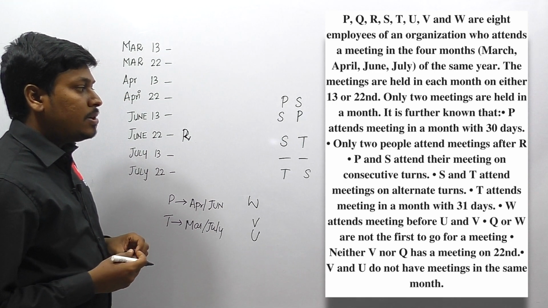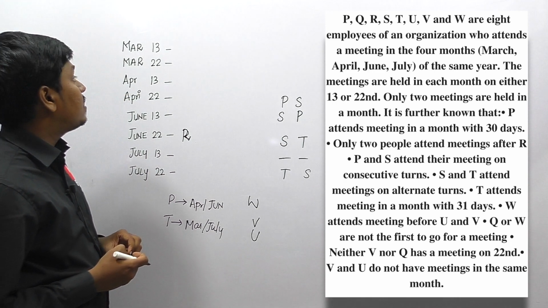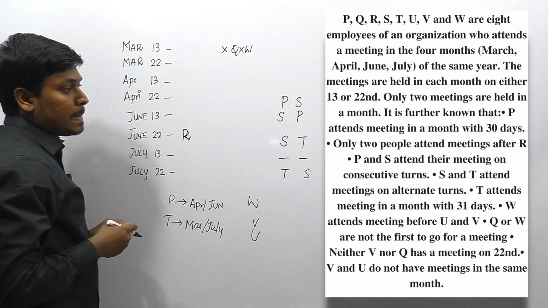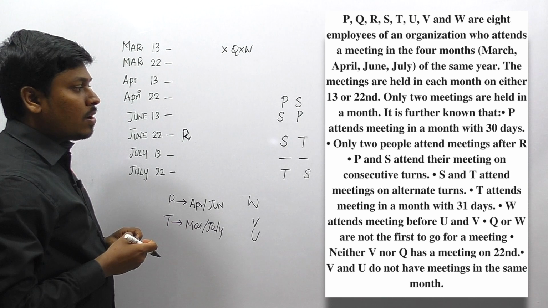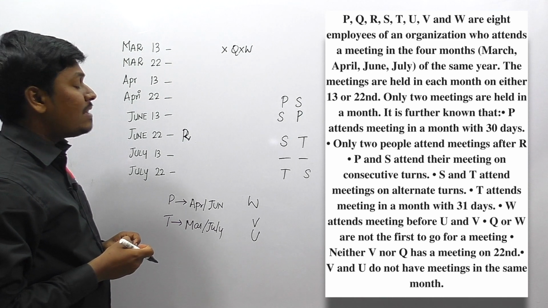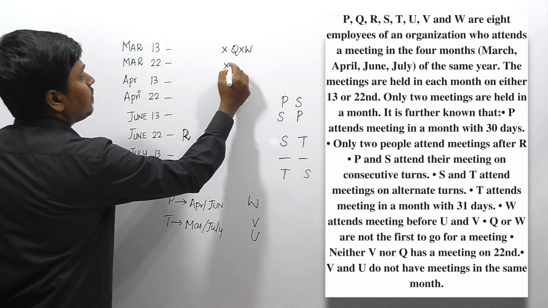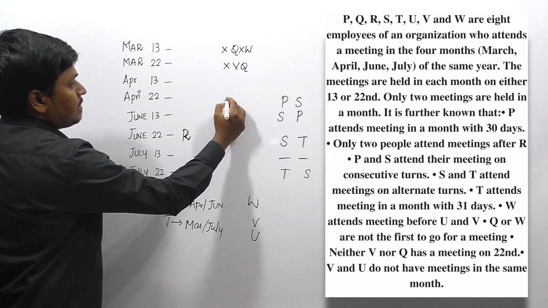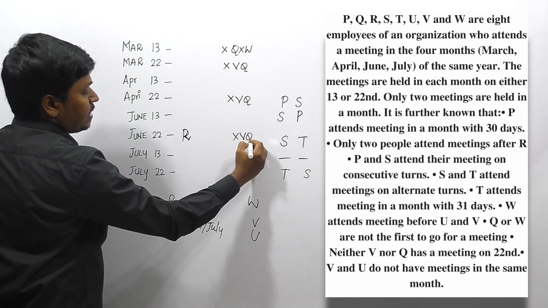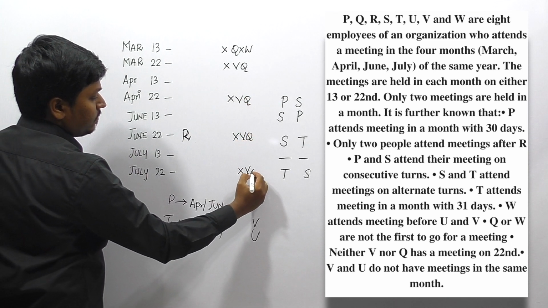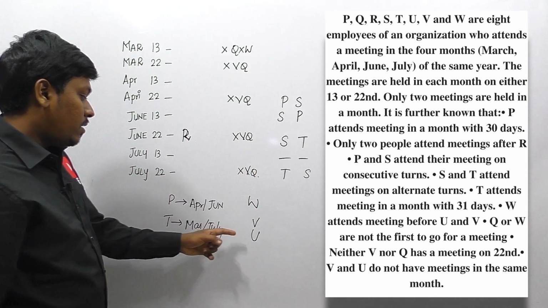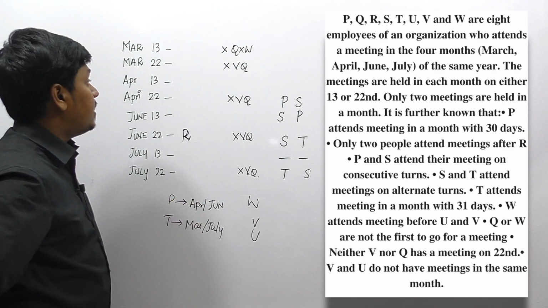So Q and W are not on the first day for the meeting. So we can say that Q and W are not on the first day, right? Neither V nor Q has a meeting on the 22nd. So the 22nd, neither V nor Q, right? So this place is not for V and also not for Q. Similarly, this place is not for V and Q, and this 22nd is not for V and Q. But before U and V, W attends a meeting.